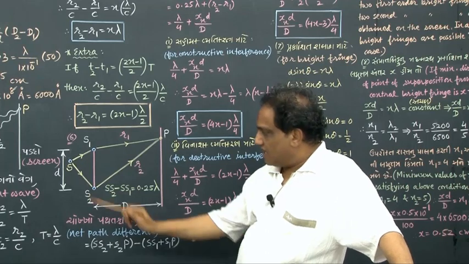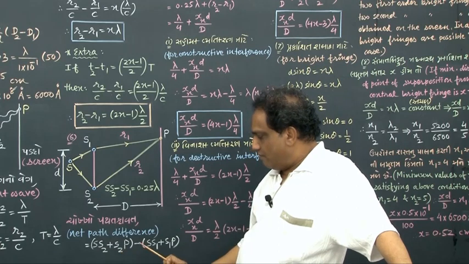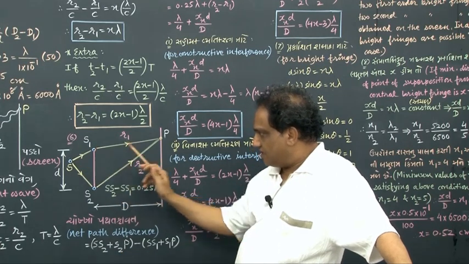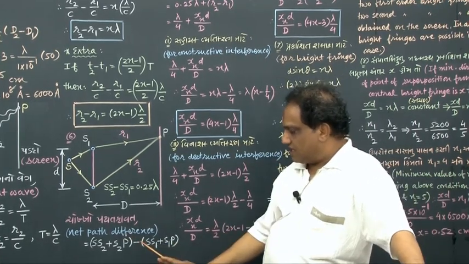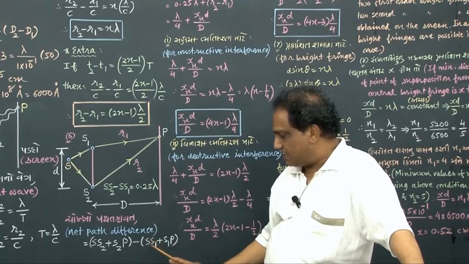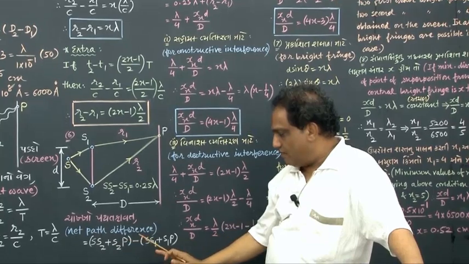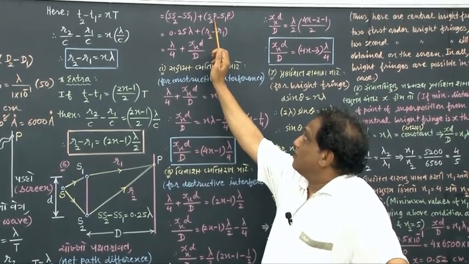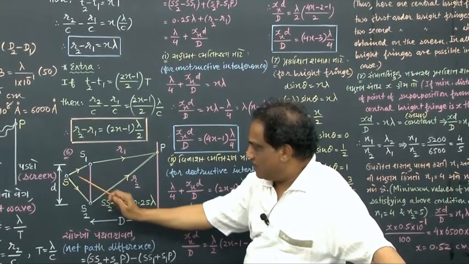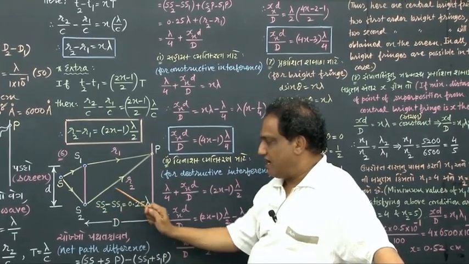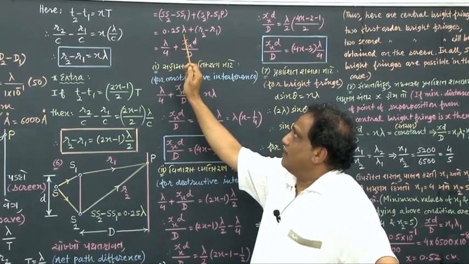Net path difference will be SS2 plus S2P minus SS1 plus S1P. Now just take the subtraction this way: SS2 minus SS1, you can separate it, plus S2P minus S1P. But SS2 minus SS1, that they have given in the statement as 0.25 lambda. So this value they have given is 0.25 lambda.